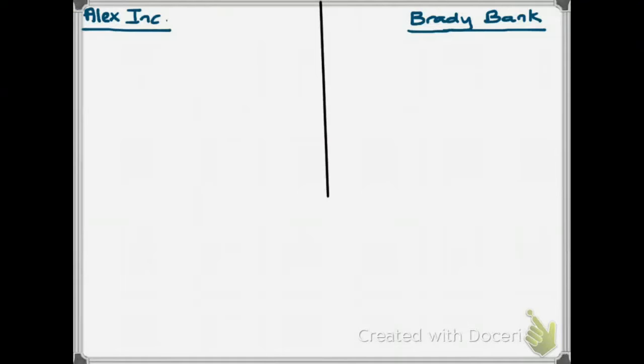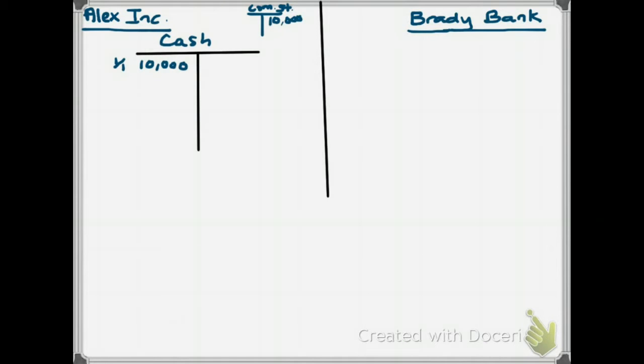Let's take a look at an example to see what I meant that a bank reconciliation explains the timing differences. We are Alex Inc., the company, and we bank at Brady Bank. So let's take a look at the example. Alex Inc. has a cash account. Investors invested $10,000 cash in the cash account, and then for that transaction your journal entry is going to be: you are going to debit cash for $10,000 and you're going to credit your common stock account for $10,000.